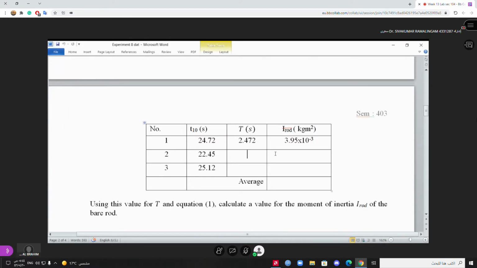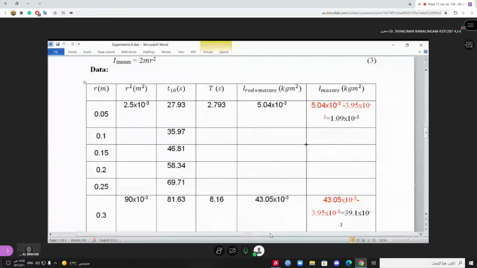Doctor, in capital T, I divide small t over 10. Yes. This page is done, Shiva. You copy this data. You have to copy only this.